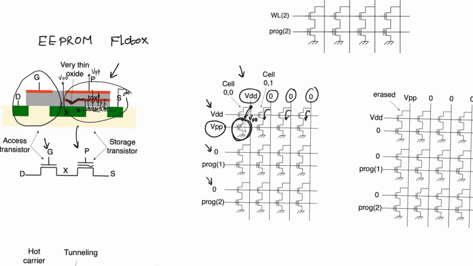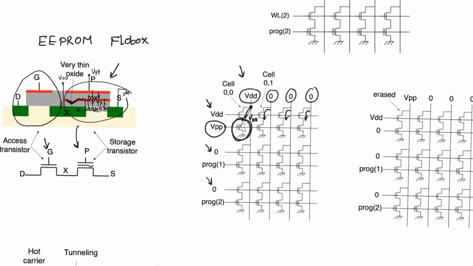None of the other transistors in the row will be programmed because none of them will have a current flow. Even though they have VPP applied, they don't have current because they don't have a drain voltage applied. So the electrons within them are not energetic enough to cross the oxide by the hot carrier effect. None of the transistors in the other rows will also be programmed because they have 0 applied to their word lines. So we are programming specifically cell 00.